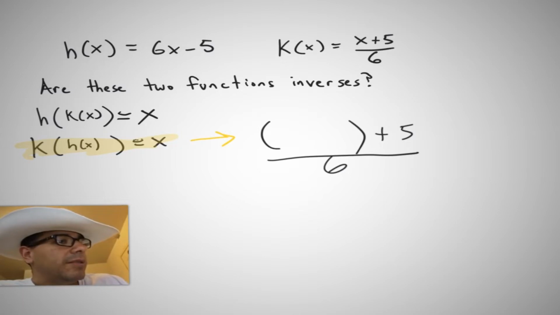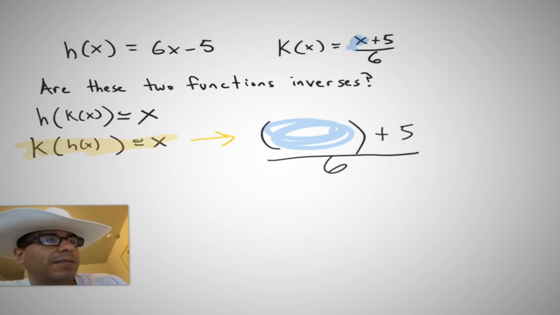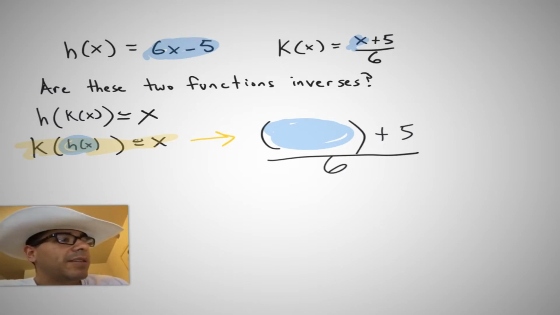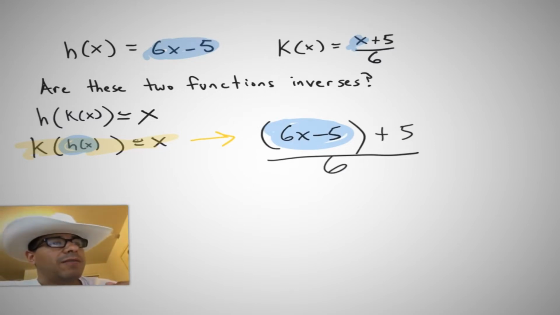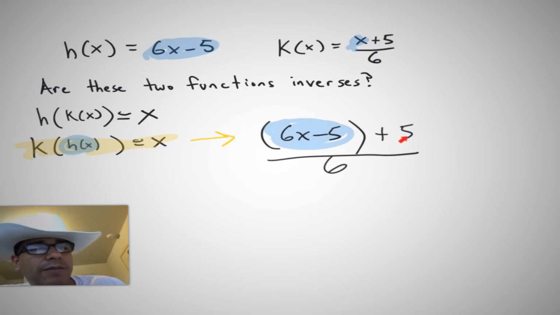Let me change colors. What I'm going to plug in here for x is h of x, and here's my h of x. I'm going to plug it in right here. So I'm going to plug in 6x minus 5, because that's what it tells me to do. That's pretty awesome, because we're going to see what happens with that negative 5 and that positive 5.